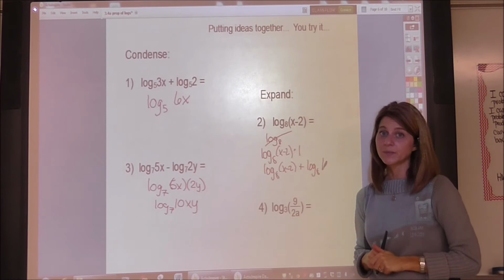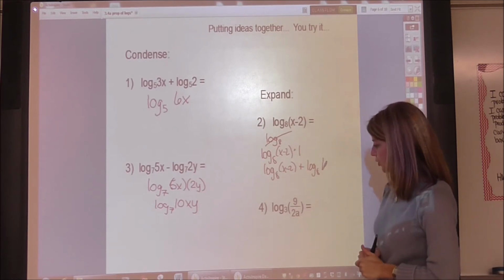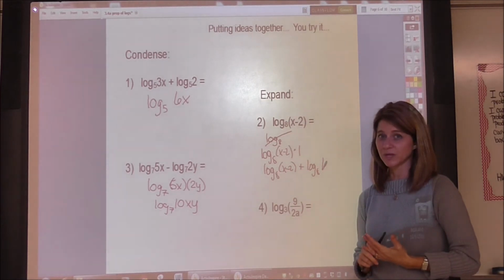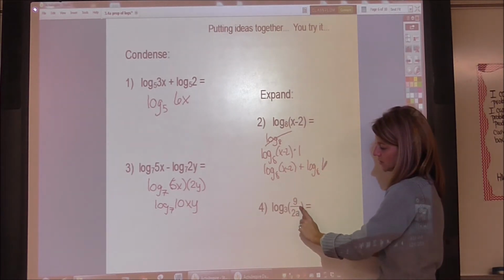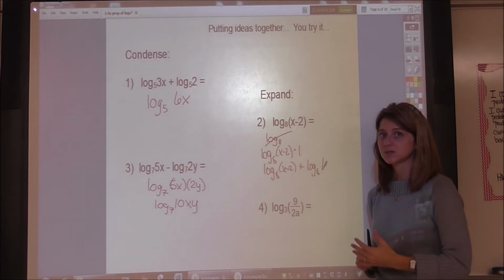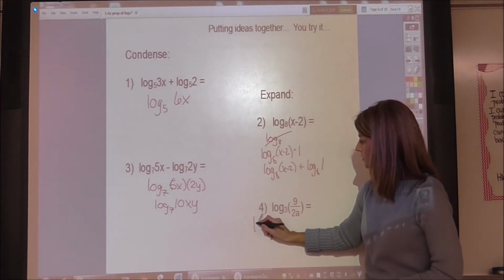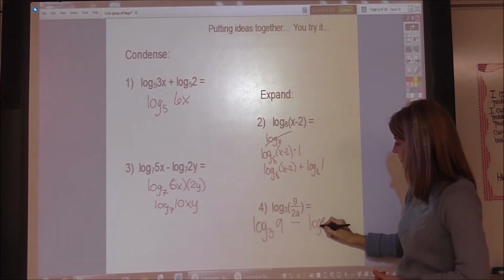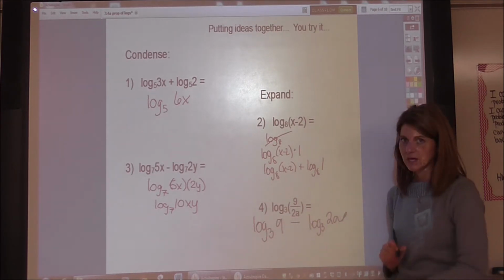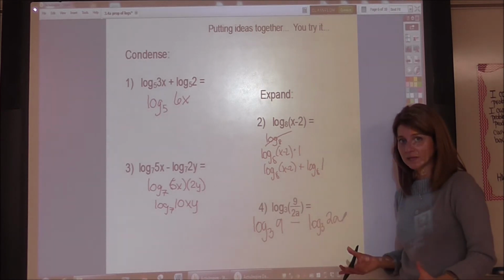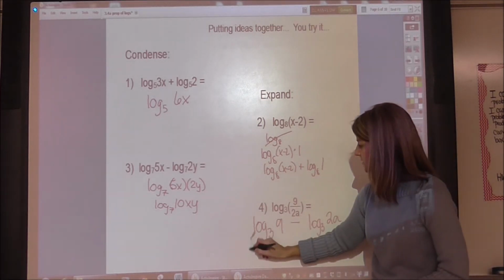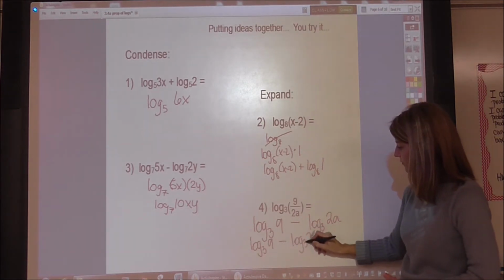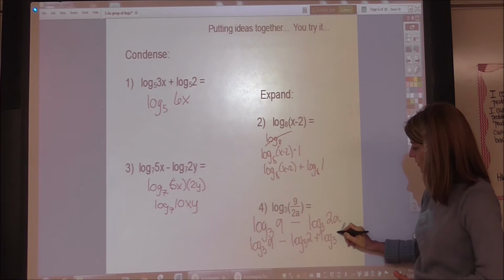Let's try this one. Log base 3, not a trick, of 9 over 2a. Okay, kind of a trick. Do you notice that there's a division and a multiplication in here? There's a division, and this thing is being multiplied. So let's start with the division first. Log base 3 of 9 minus log base 3 of 2a. But this 2a can be expanded a little more because it's being multiplied. So I've got log base 3 of 9 minus log base 3 of 2 plus log base 3 of a.